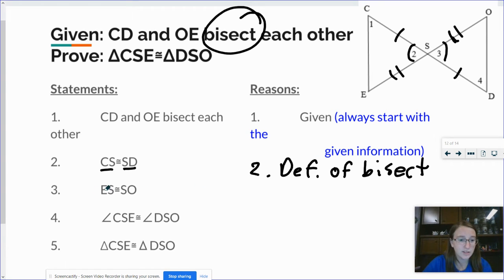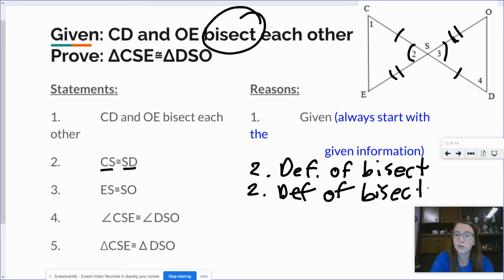So it's going to be the same thing for the next one, ES congruent to SO. That's this right here, ES congruent to SO. The reason we were able to mark those congruent was because that's the definition of the word bisect. 2 congruent sections. Oops, sorry, 3. Now let's look at the next one.